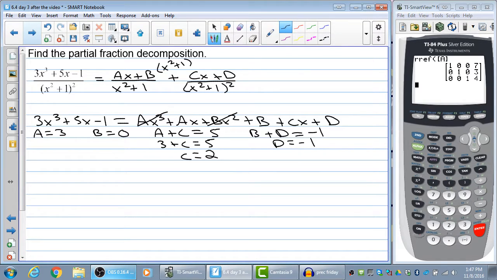It'd be much harder to put this into the calculator, or at least take more time. Don't need the calculator for this one. So 3x plus 0 over x squared plus 1, plus 2x minus 1 over x squared plus 1 squared.